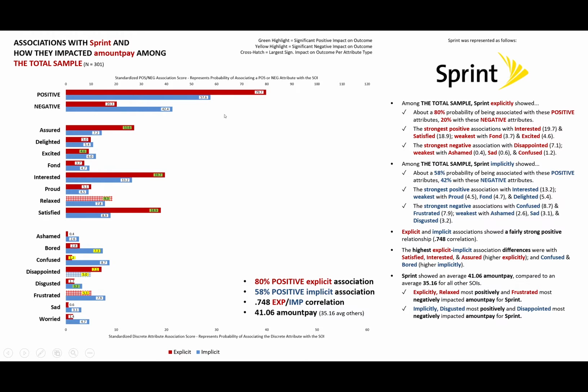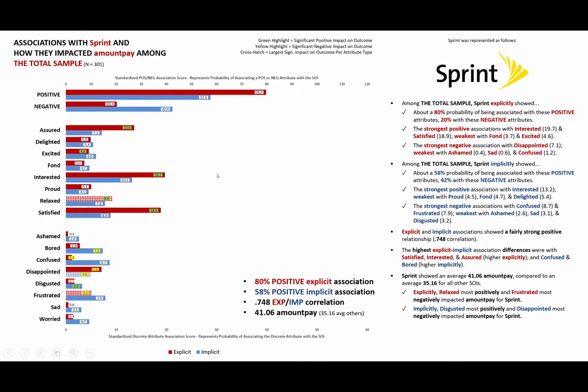Notice that the graphs you're familiar with show the explicit and the implicit associations plotted as bars, and we have the association scores, etc., which we've covered in an earlier video. The title has the actual name of the SOI in it, Sprint, and the actual name of the outcome variable that you input as you were building the study. In this one, it's amount pay, and what it is, the amount that people said they would pay for this SOI across all respondents if they were given $100, and they had to allocate that $100 for this SOI versus two others that they were exposed to in their survey. And here's the target. The total sample is what we're looking at here because it's the full report.